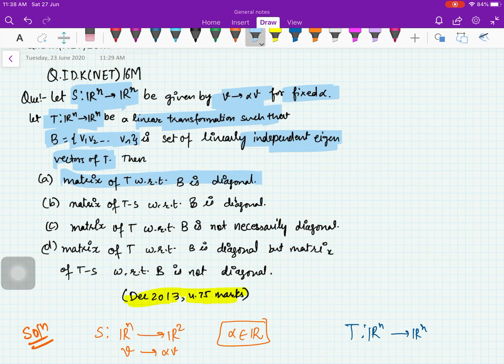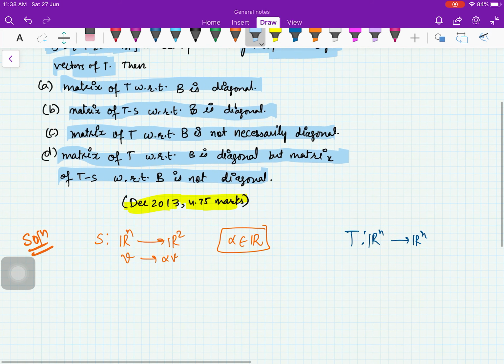The first option says matrix representation of T with respect to B is a diagonal matrix. Matrix of T minus S with respect to B is diagonal. Matrix of T with respect to B is not necessarily diagonal. Matrix of T with respect to B is diagonal, but matrix of T minus S with respect to B is not diagonal. So basically you have to look at the matrix representation of T with respect to the basis B and matrix representation of S with respect to the basis B. Then we can find out the matrix representation of T minus S with respect to the basis B.